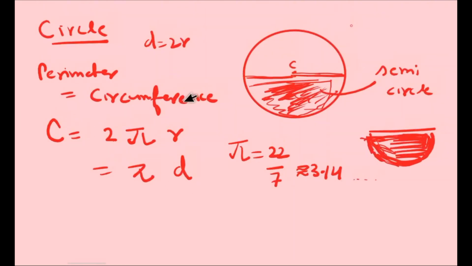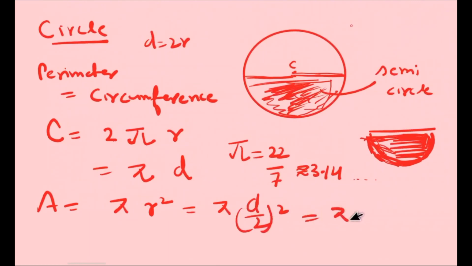So using this perimeter, circumference, now what is the area? Area equals pi r square, meaning r into r. We can write r as d by 2, so area is pi d square by 4. This way you can find the area and perimeter of the circle.